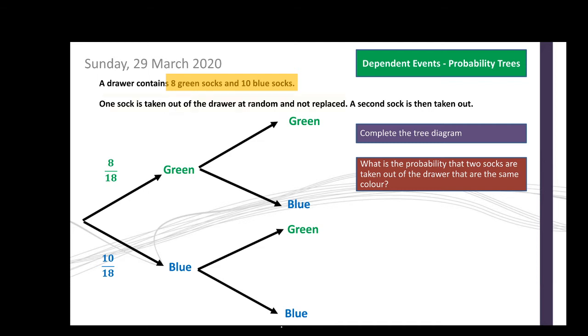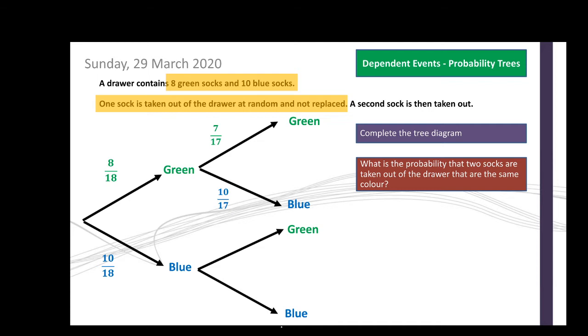Then it says, it's not replaced. So you take that sock out and then you keep it in your hand. A second sock is then taken out. So here, I've already taken out a green. I've only got 7 greens left in the drawer, and I've only got 17 socks left in the drawer. I have still got 10 blue socks in the drawer, but I've only got 17 socks. So that's my top line.